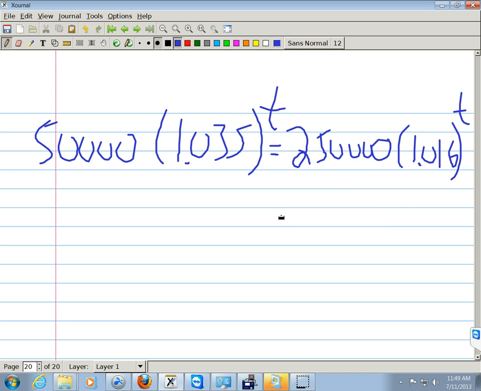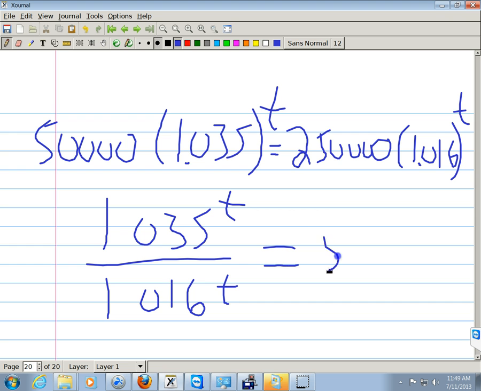All right, so I'm going to write that. It's 1.035 to the t divided by 1.016 to the t equals 5. And there are decimals here. And that's an exponent, doesn't look like it, I know. Pretend that's an exponent.